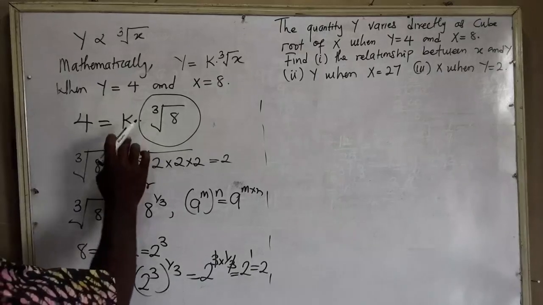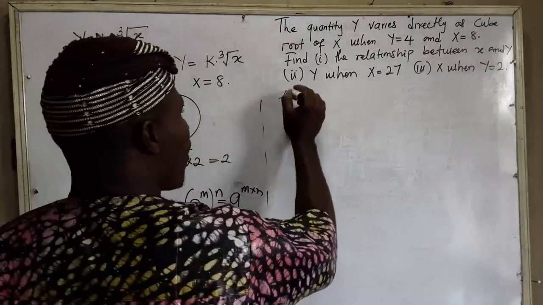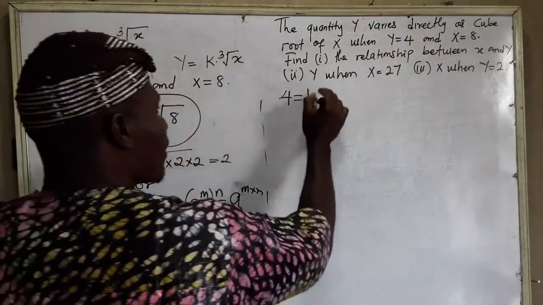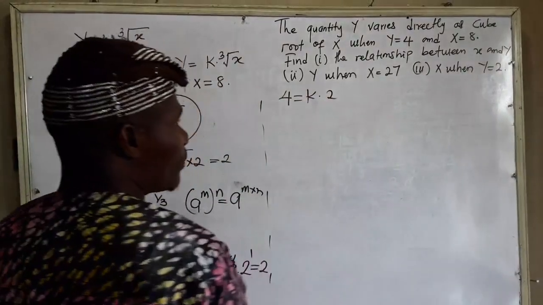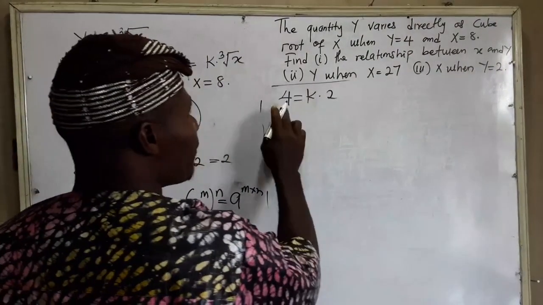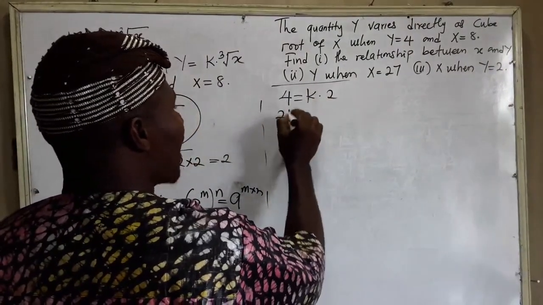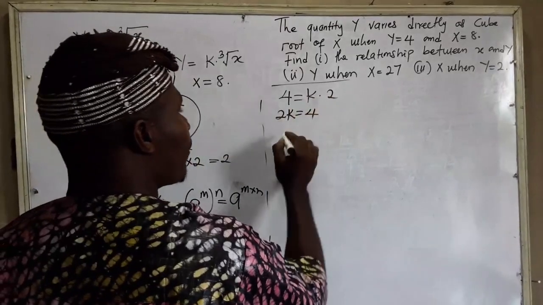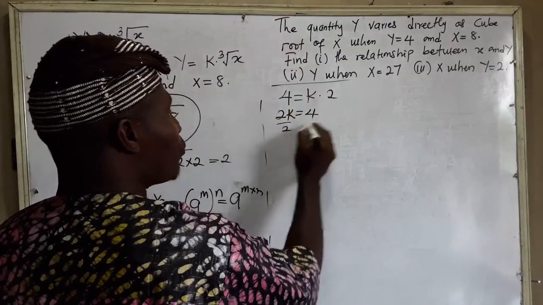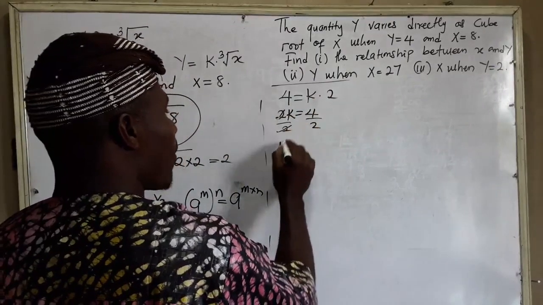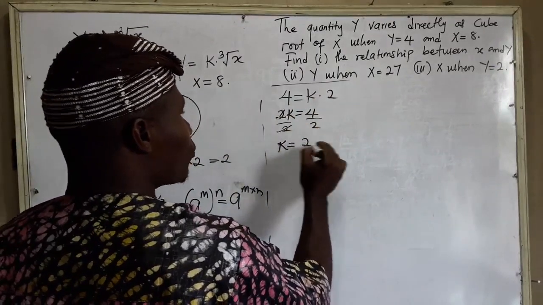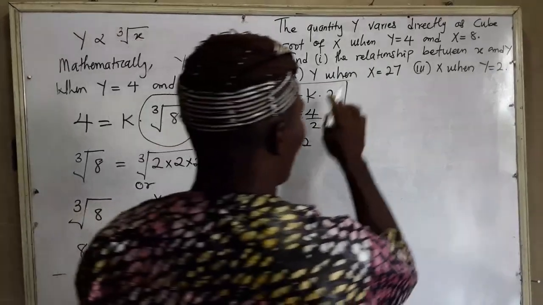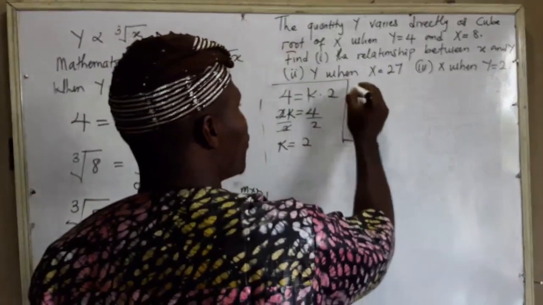So here, instead of now writing 4 is equal to k dot 2. So if 4 is equal to k dot 2, that means 2k is equal to 4. So let's divide both sides by 2. So we have our k is equal to 2. So let's now go to the first question, the relationship.